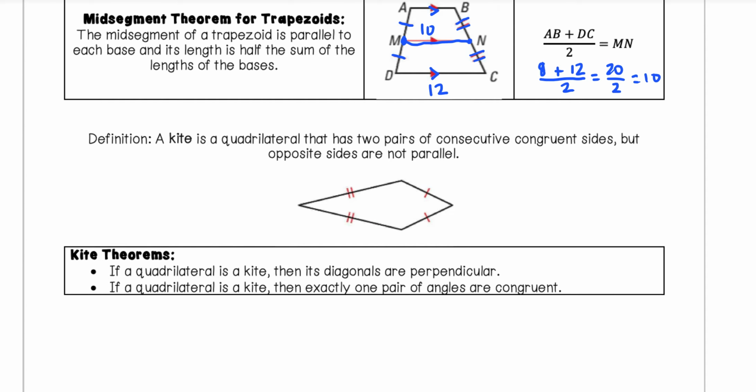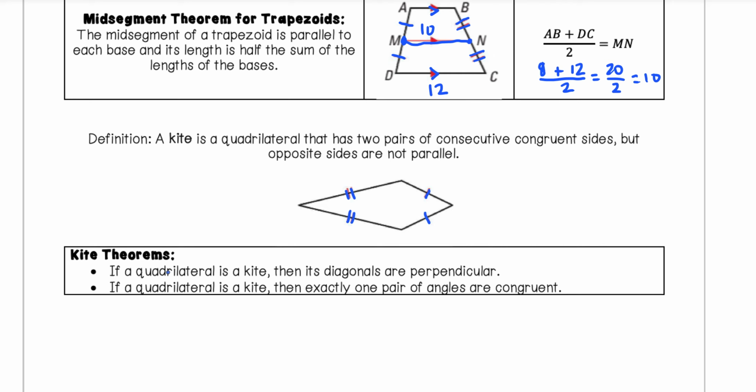Then our definition of a kite. So our kite is our other type of quadrilateral that again is not a parallelogram. It has two pairs of consecutive congruent sides, but the opposite sides are not parallel. So this does not have to be parallel to that. That's not going to happen here. We won't have any parallel sides. We do have these congruent parts though, so this top shorter side will be congruent to this bottom shorter side, and this top longer side is congruent to the bottom longer side here.